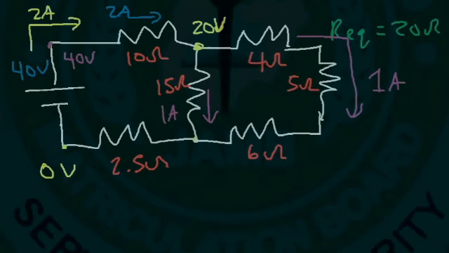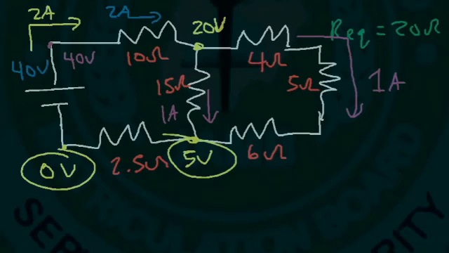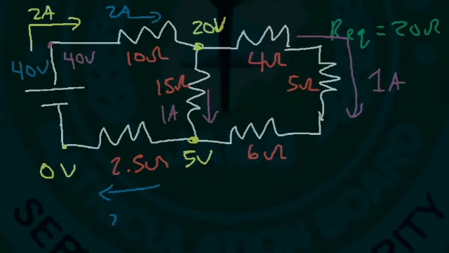So the voltage at this point is going to be 15 less than 20, so it's 5 volts. And so we could find the current across the 2.5 ohm resistor. We have a voltage difference of 5. 5 divided by 2.5 is 2. So 2 amps of current is flowing back to the battery. If 2 amps leave the battery, 2 amps must flow back to the battery.